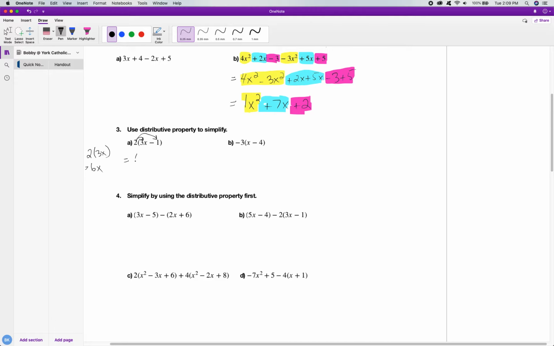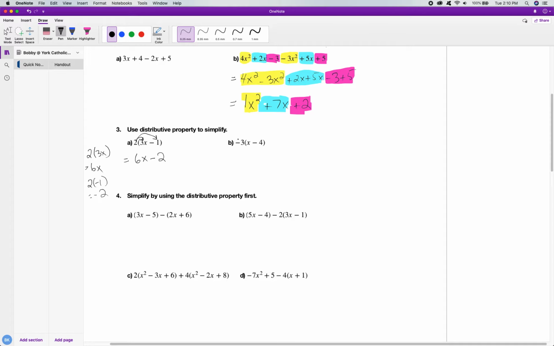Then I'm doing 2 times negative 1, right? 2, follow the arrow. 2 times negative 1 is negative 2. So that's what goes here, minus 2. Final answer. Nothing else I can do. No more multiplications, no brackets left, and there's no like terms.